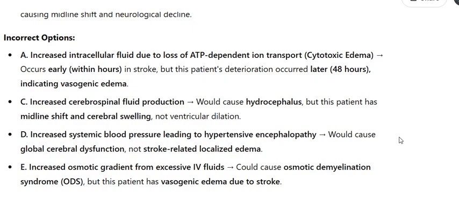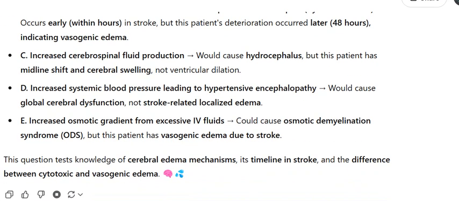E. Increased osmotic gradient from excessive IV fluids could cause osmotic demyelination syndrome, ODS, but this patient has vasogenic edema due to stroke. This question tests knowledge of cerebral edema mechanisms, its timeline in stroke, and the difference between cytotoxic and vasogenic edema.